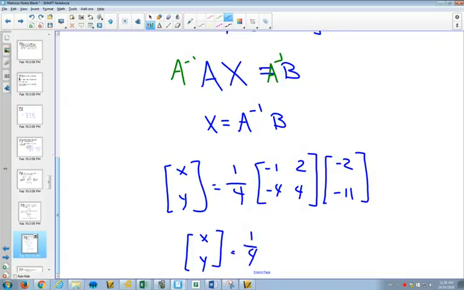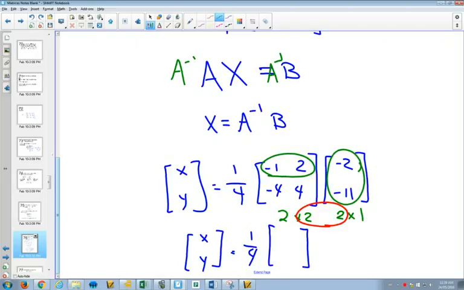Now, if we multiply these together, first of all, this is a 2 by 2, and this is a 2 by 1. We notice that our numbers in the middle are the same, so we can multiply these, and our answer will be a 2 by 1. To find our first answer, we'll take row 1 and multiply it by column 1, add those together, so we'll get 2 plus negative 22, which is negative 20. And for the second one, we get 8 minus 44, which will be negative 36.